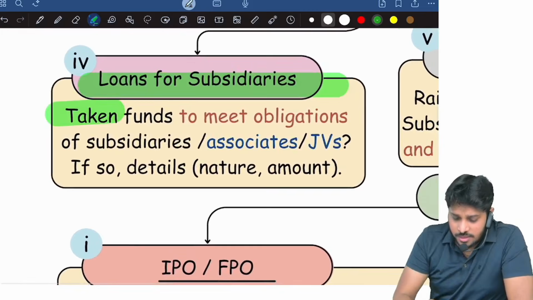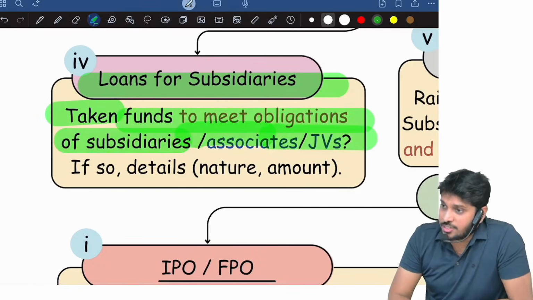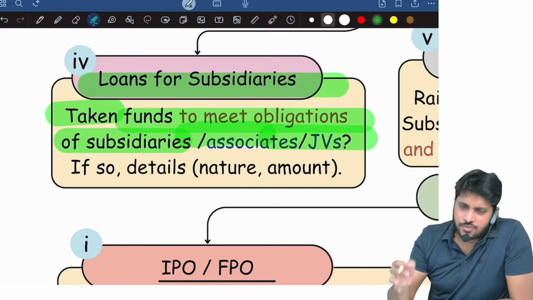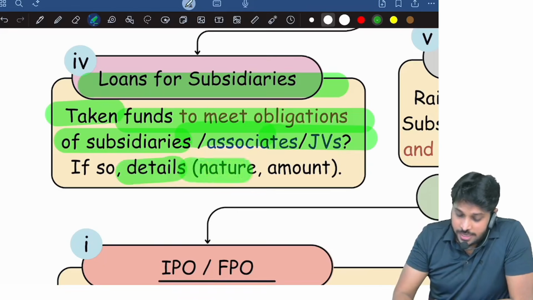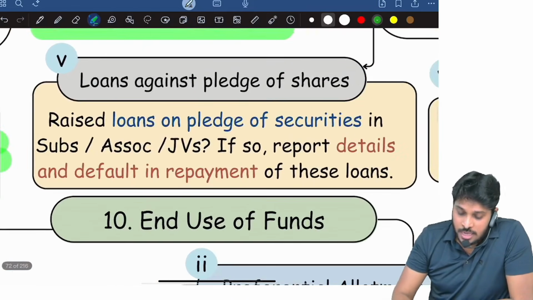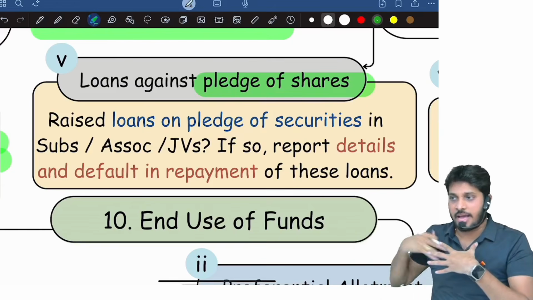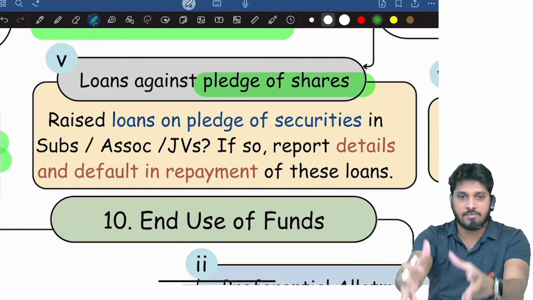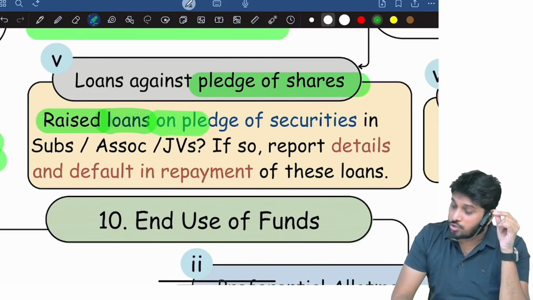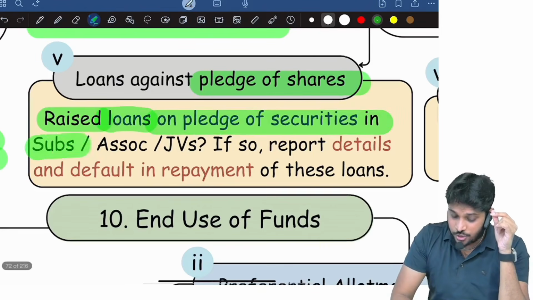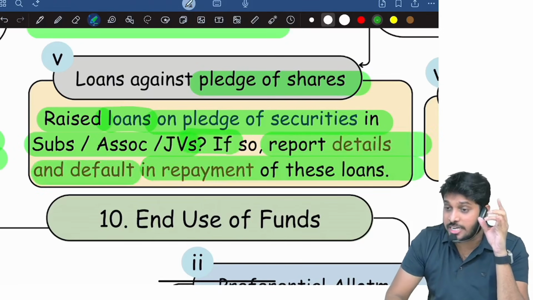Next. The company has taken funds to meet obligations of subsidiaries, associates, and joint ventures. Has the company taken any funds for meeting the requirements of subsidiaries, joint ventures, and associates? If so, give details, nature of the loan, and how much amount. Sometimes companies, I have a subsidiary company, I have shares in that, I have an associate company, I have shares in that. These shares I will pledge in a bank and then get a loan. So, whether the company raised any loans on pledge of securities held in subsidiary, associate, joint venture. If so, report details of default in repayment of these loans.